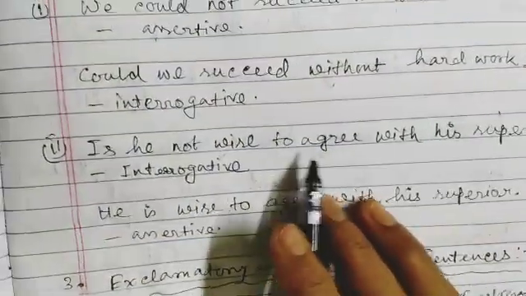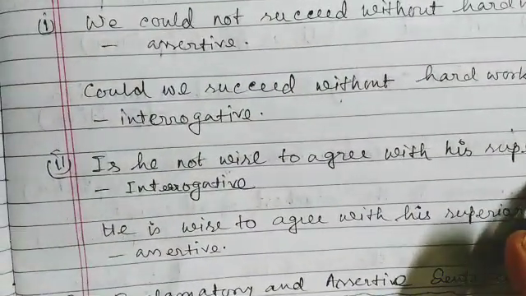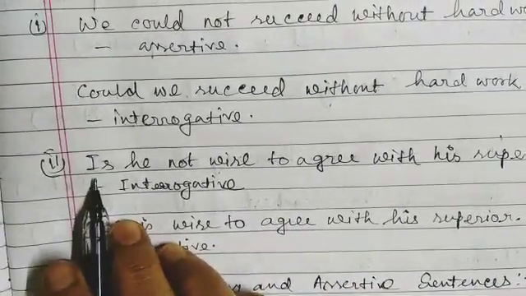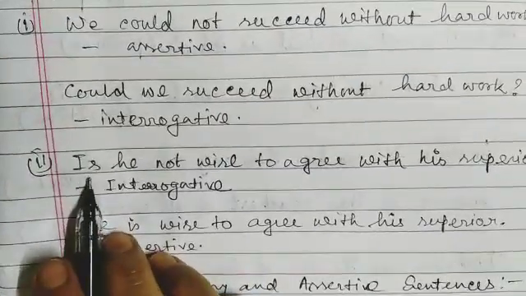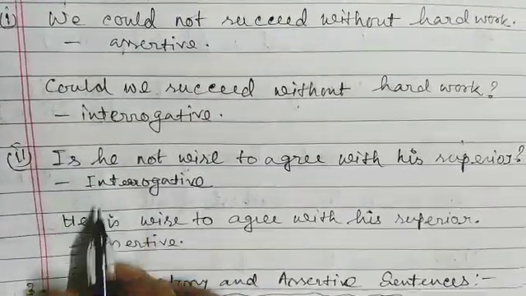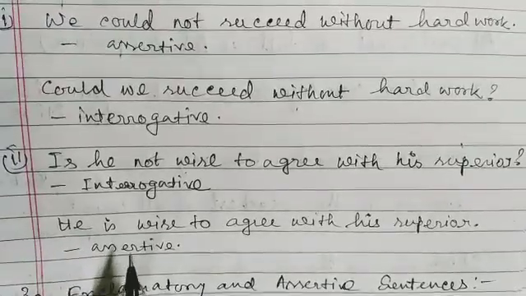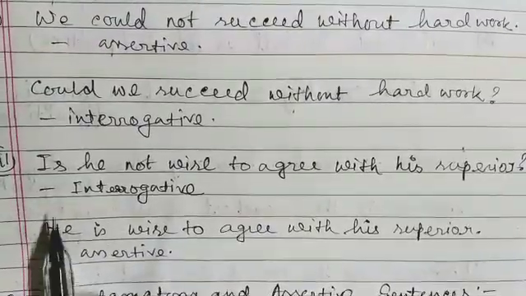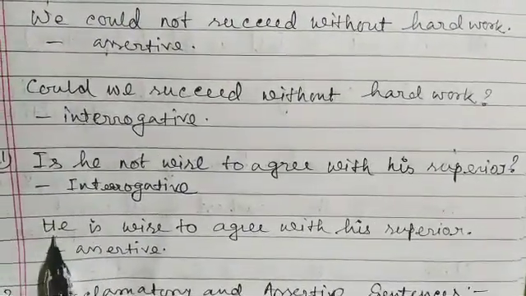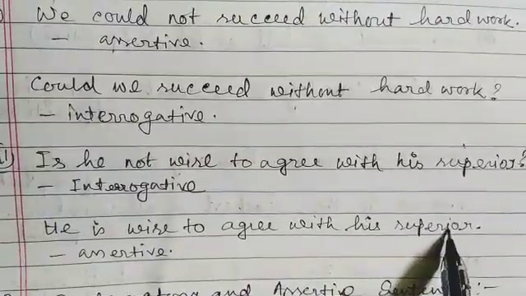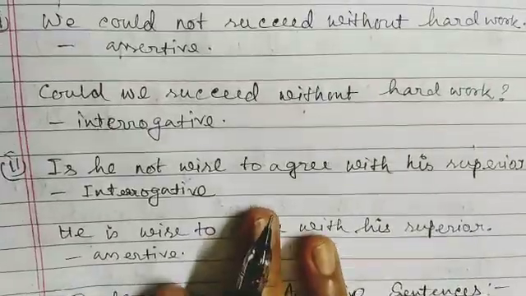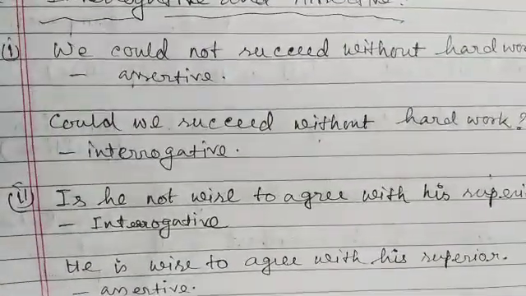Come to the next example. Is he not wise to agree with his superior? So here is the question mark. That means it is an interrogative sentence, and the sentence starts with is, that is a be verb, and we have to make it an assertive. Then we have to bring he at the beginning, the subject, and is after that. He is wise to agree with his superior. Is he not wise? That means he is wise. Okay, you got the point? Now come to the next one.